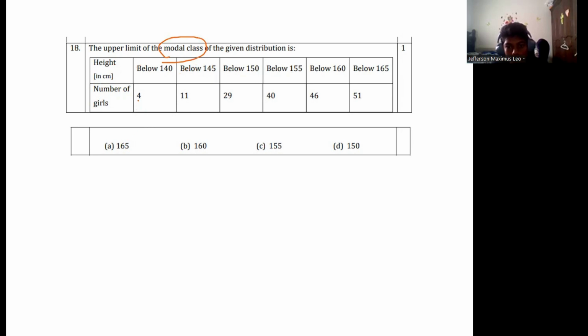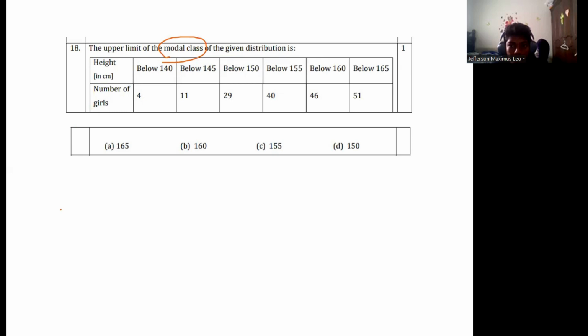The data given here is a cumulative frequency pattern. It's not a standard table. A standard table has a grouping format, A to B, B to C. Here all are given as a cumulative frequency distribution pattern.